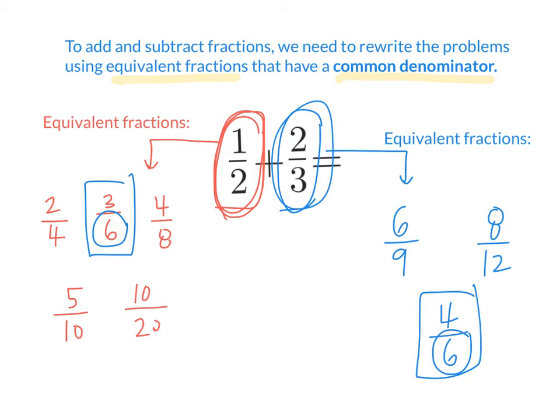6. So I can rewrite this problem now. Instead of writing 1/2, I can write 3/6. And instead of 2/3, I can write 4/6. Now, does this math problem have the same denominator? Yeah. Can we add? Yes. If I have 3/6 and I add 4 more 6, how many 6 do I have? 7/6. Which I can simplify to be 1 and 1/6.